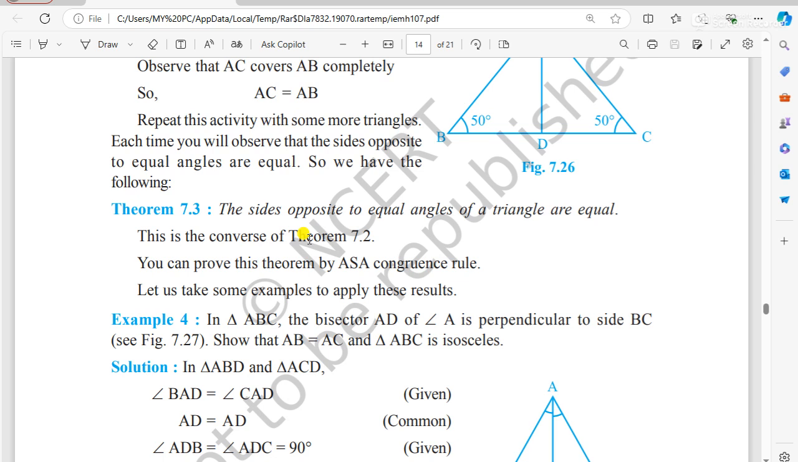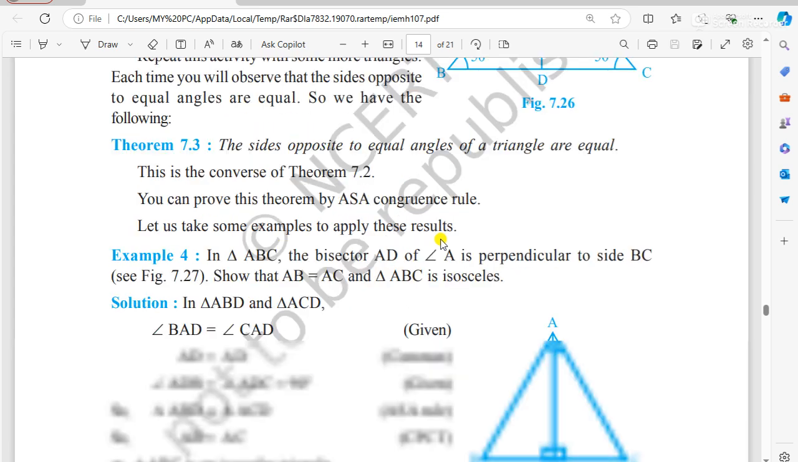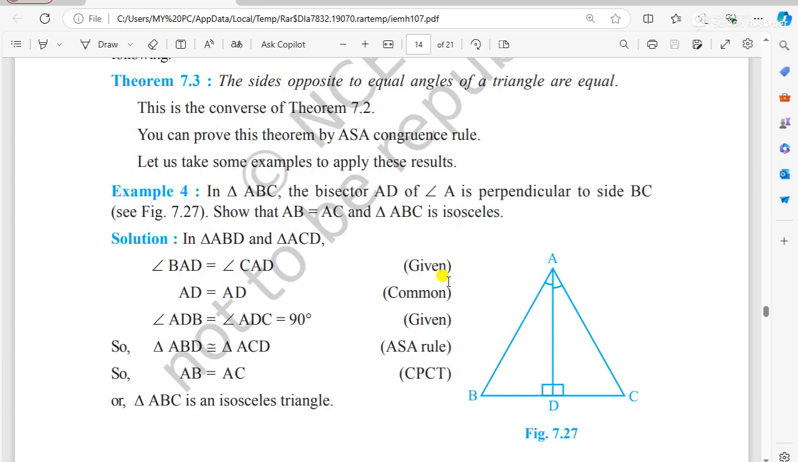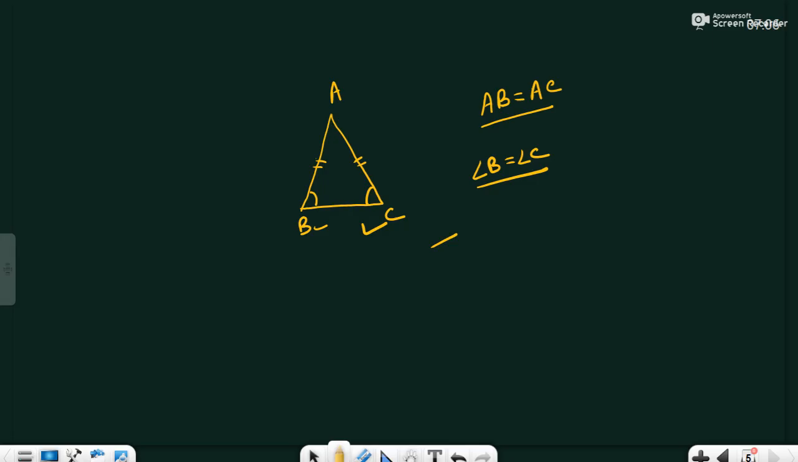This is 7.3. The sides opposite to equal angles of a triangle are equal. What is the meaning of this one? This is the converse of theorem 7.2. The sides opposite to equal angles of a triangle are equal. Let us find this one. Suppose this is a triangle, any triangle. Suppose we are taking this triangle in this way, right? Suppose this triangle is DEF.